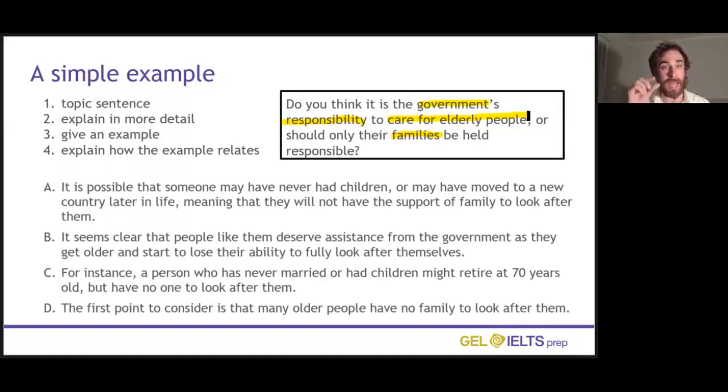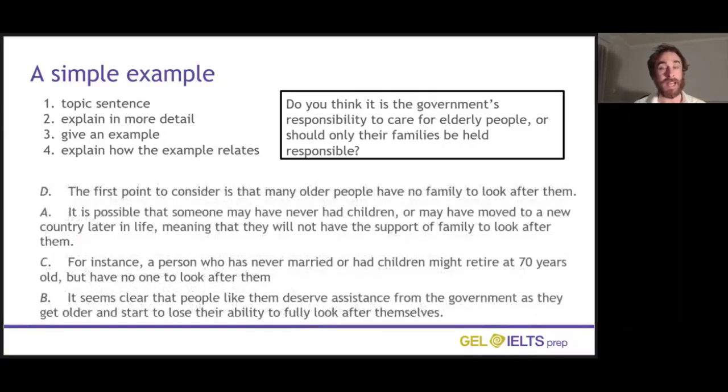But sentences A, B, C, and D are not in the correct order. So you need to decide what is the correct order of these sentences using the structure that we saw before. Look at the first sentence below this video and choose the correct order for these sentences. So the correct order is D, A, C, and then B.